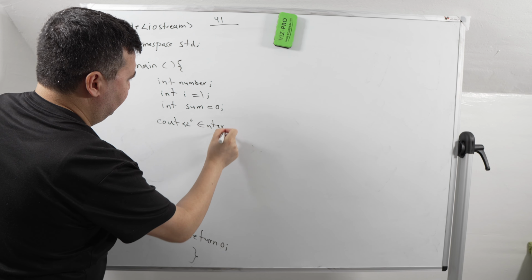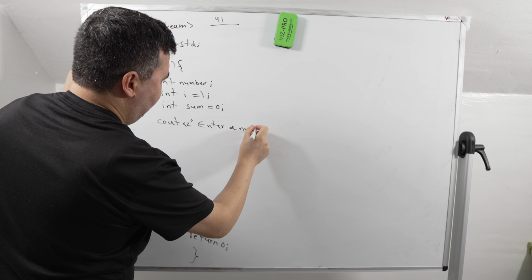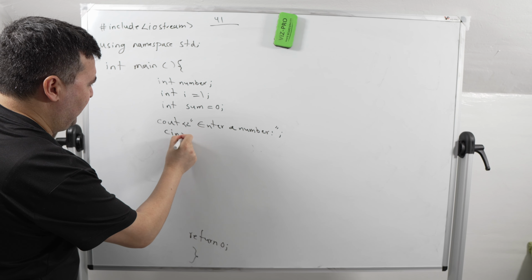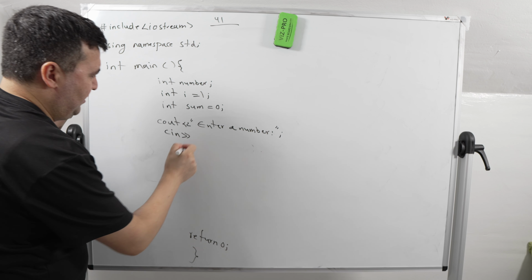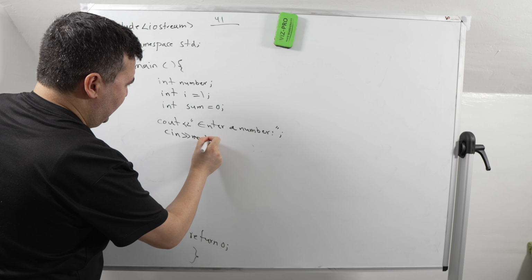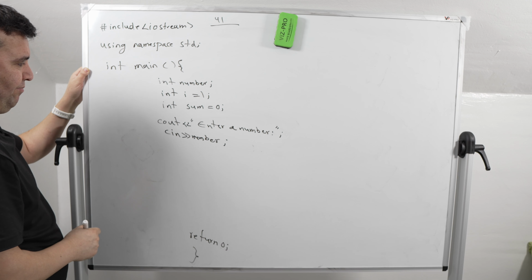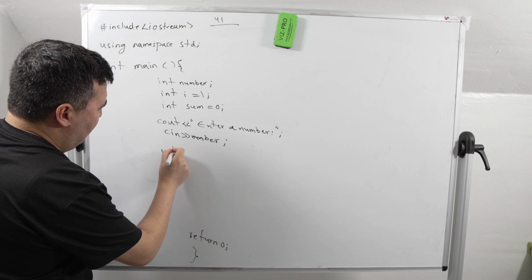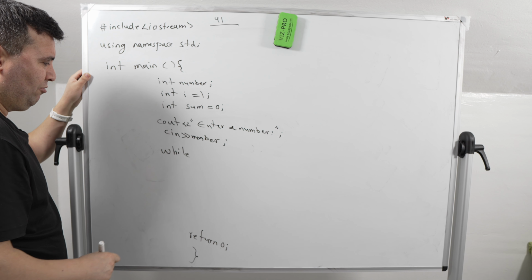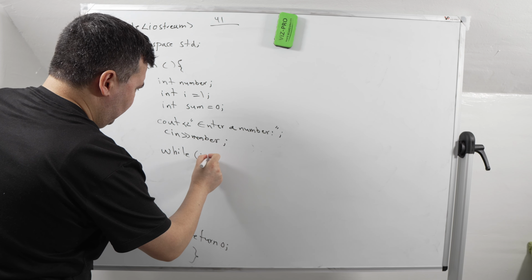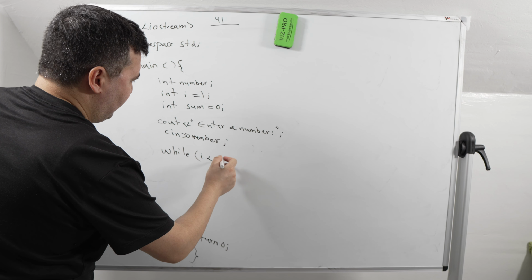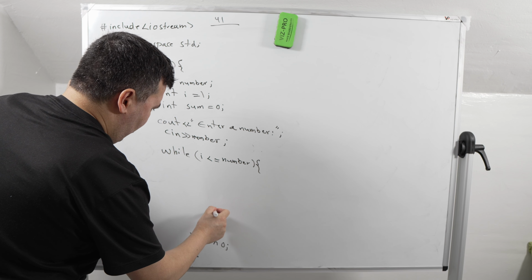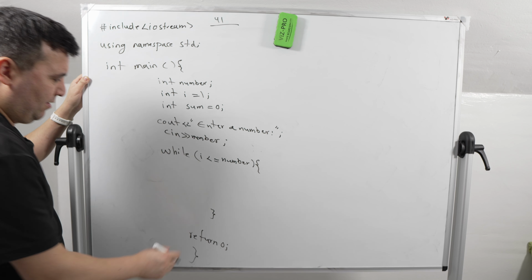Then we ask the user, cout, enter a number. And then we store that number using cin inside the number variable which we declared here, cin >> number. And then here we can use a while loop. We can say while i is less than or equal to number. Then we open the block for the while and we close the block.